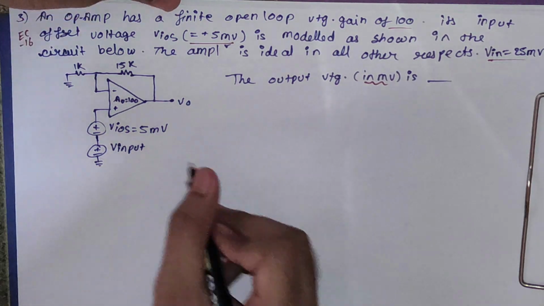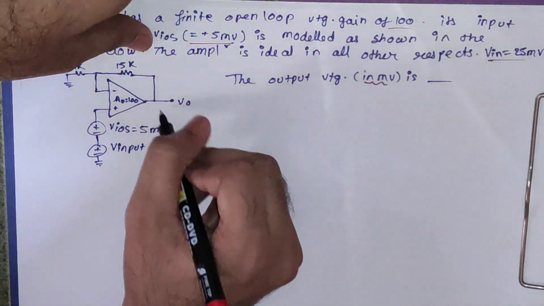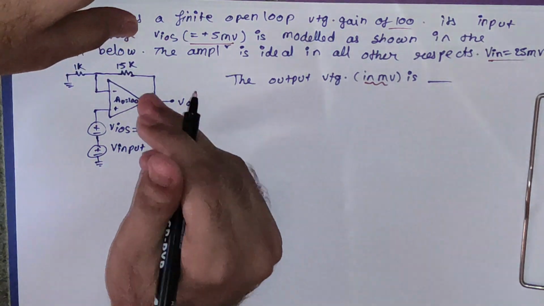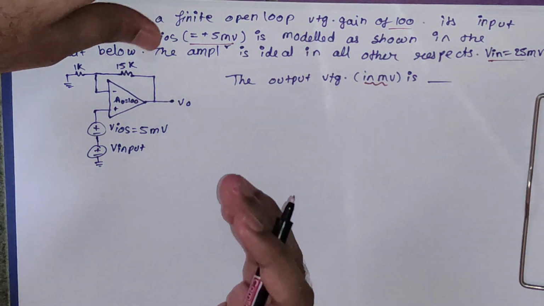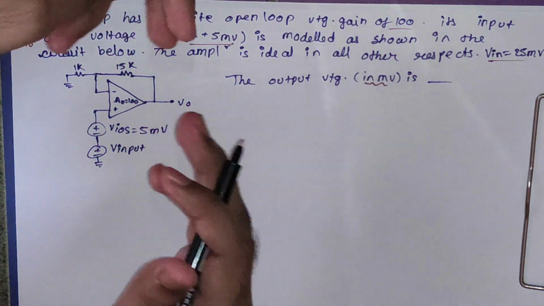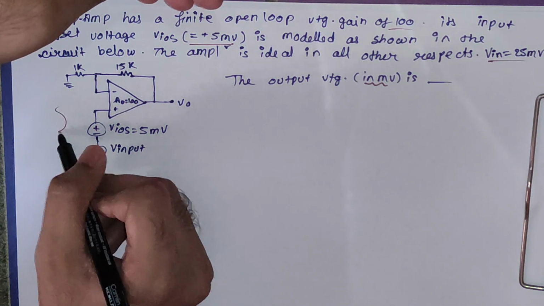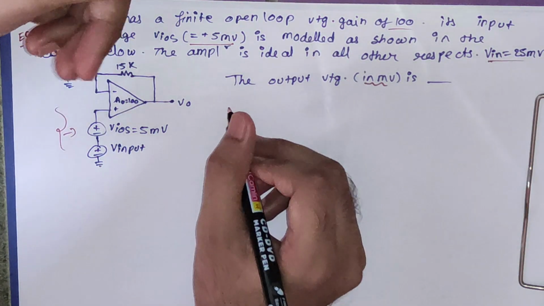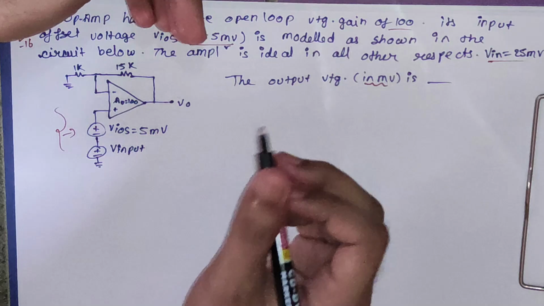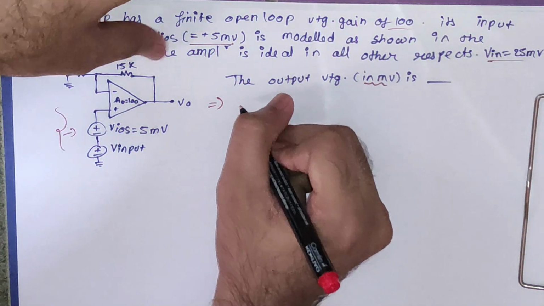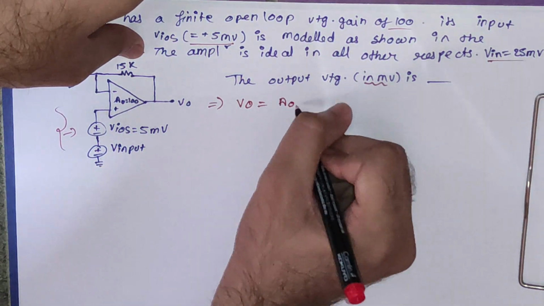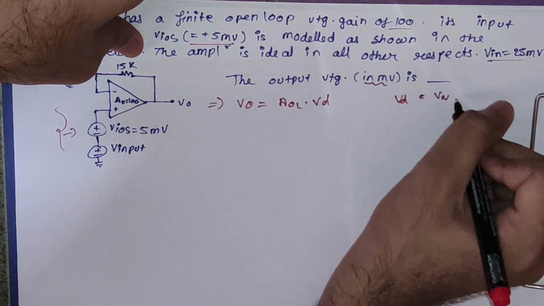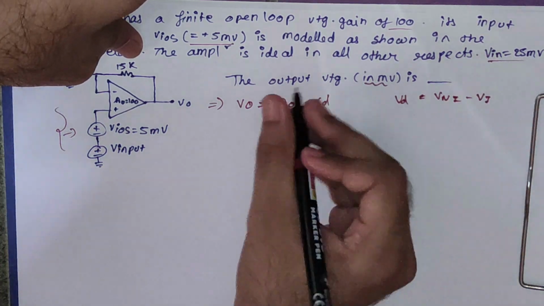Okay, so here you can see this circuit is given and you have to find the output, and here AO is given finite. Okay, so here you can't use the direct gain formula. Okay, here there is no need to consider two cases because in the circuit directly this VIOS is connected to the non-inverting terminal. Okay, so we will use the same concept that we used for the finite gain sum. Okay, so we will use the formula VO equals AOL into VD. Okay, and this VD is VNI minus Vi.